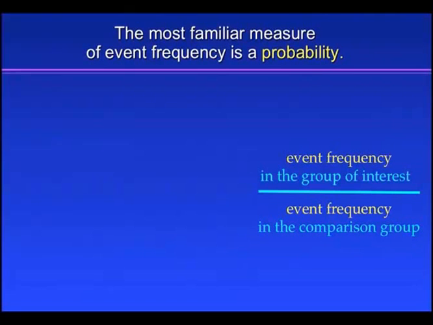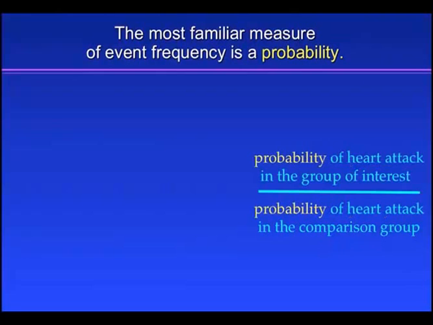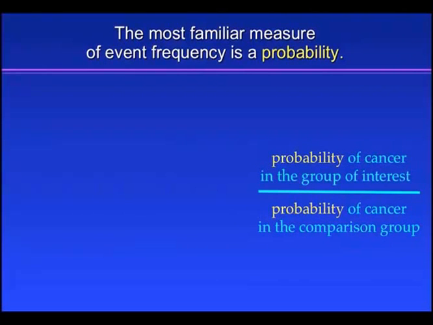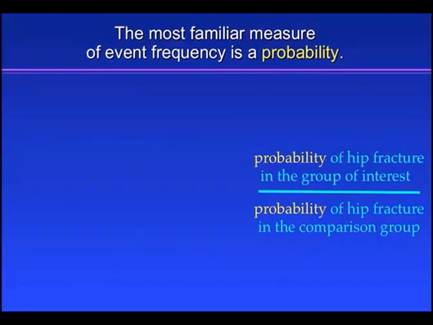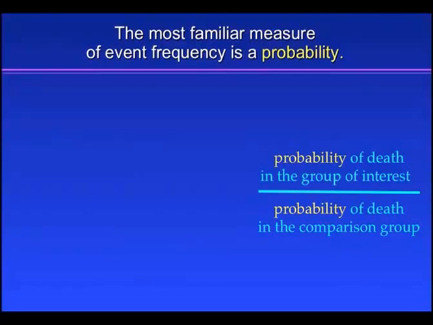Well, the most familiar measure of event frequency is a probability. So it might be something like this: a probability of heart attack in the group of interest relative to the probability of heart attack in the comparison group, or the probability of cancer, or hip fracture, or death in the group of interest relative to the comparison group.